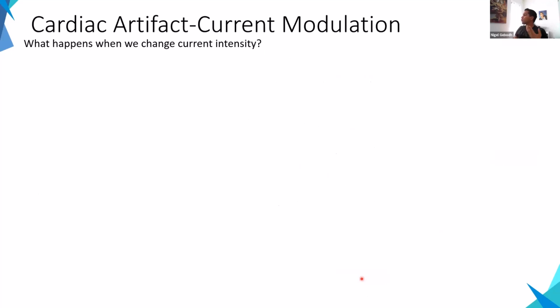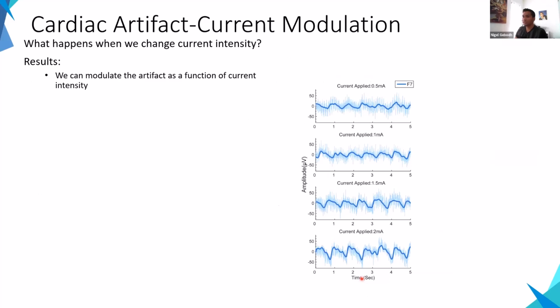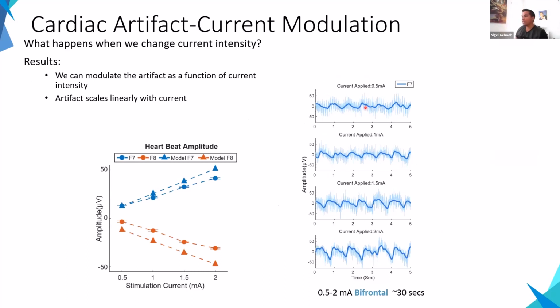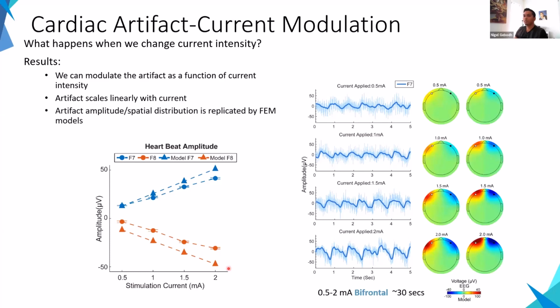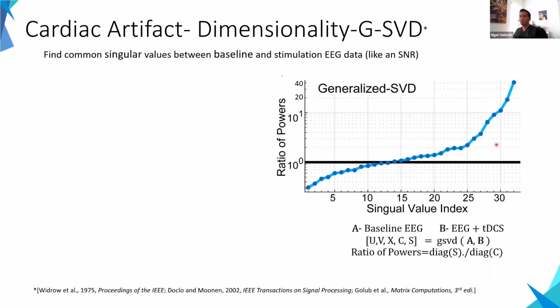So now the next question was, what happens when we change the current intensity? How does this artifact change? Well, when we did that from 0.5 to 2 milliamps, we saw that we can modulate the artifact as a function of current intensity. When we took all these peaks and averaged them, we saw that the artifact scaled linearly with current intensity, and we can get that same scaling with our computational models. What we also saw was that the artifact's amplitude and spatial distribution was able to be replicated by the finite element model, or the computational model.